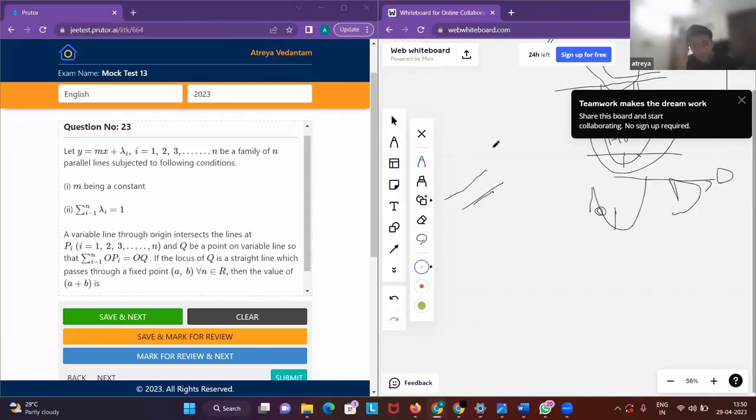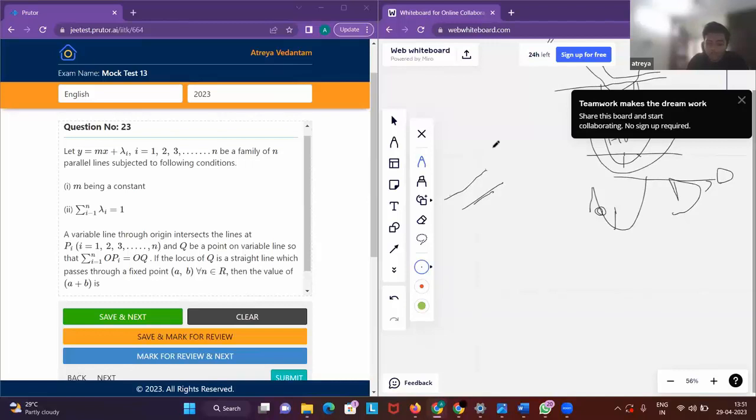Okay, it's a very good question. Q is a point on a variable line. So a variable line through the origin intersects all these lines, mx plus lambda i, at some Pi, right? So P1, P2, P3. Q is a point on this line such that the sum of OPi is OQ. Okay. So how do we approach this question?